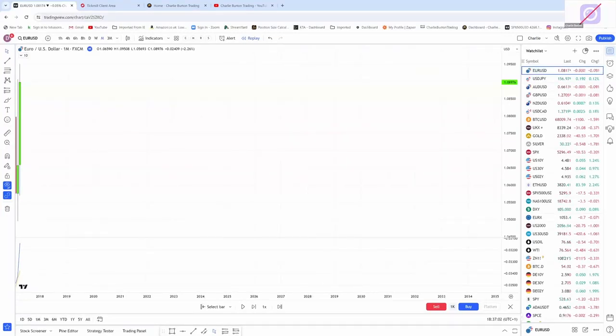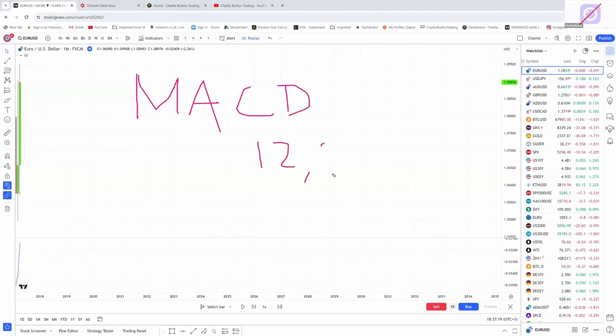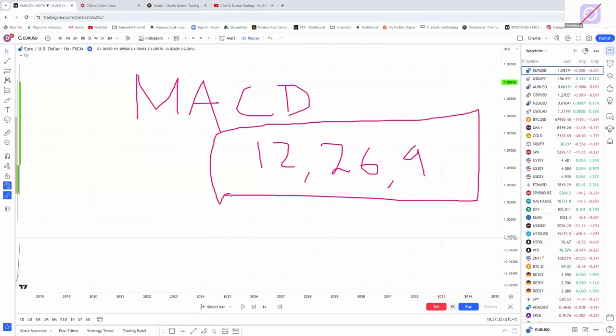So the divergences that I use, I'm going to go through my settings on my charts and everything. The divergences I use are using a straightforward MACD indicator, with the standard settings of 12, 26, and 9. That is the standard default setting in your charting package, whatever charts you use. They will usually default to 12, 26, and 9. Okay.